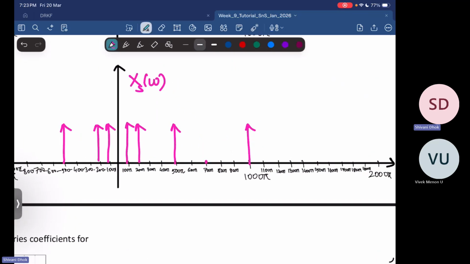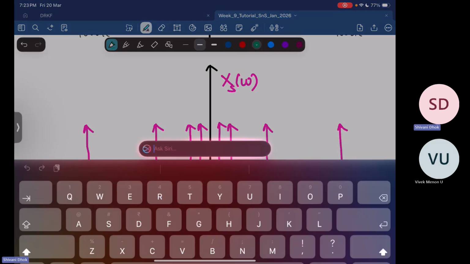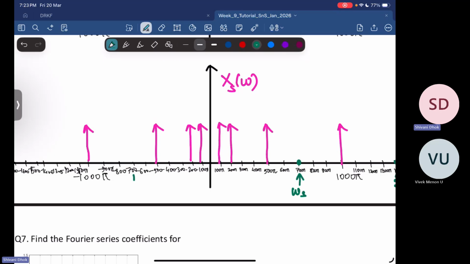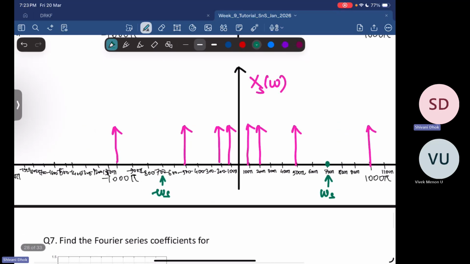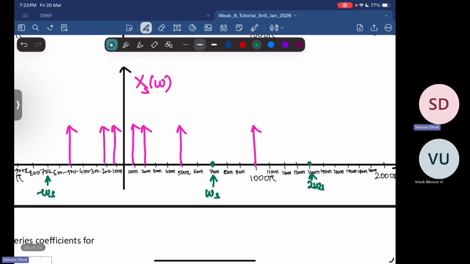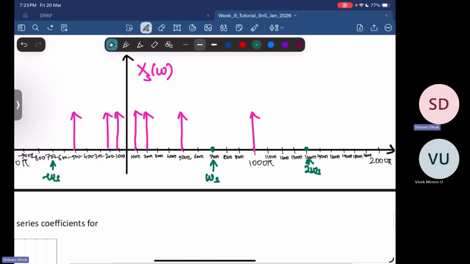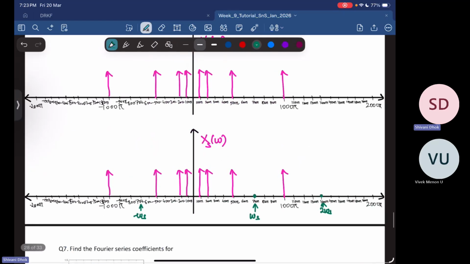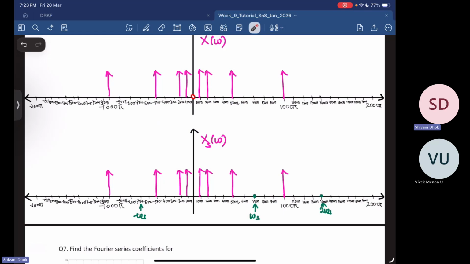So here, this is your omega. So this is your omega s. This is your 2 times omega s. Similarly, here you will have minus omega s. So there will be replicas in both the directions. So I am not going to draw all. So this will be at 700.